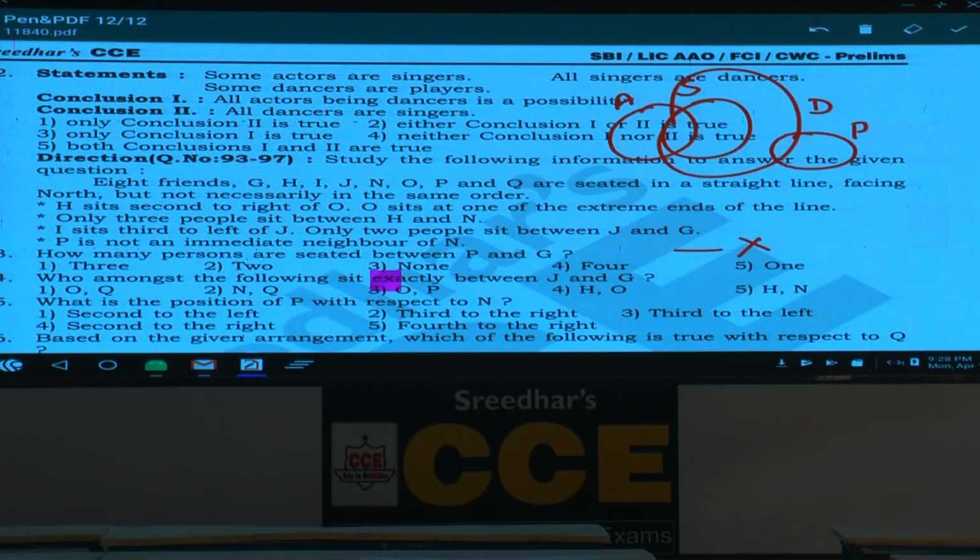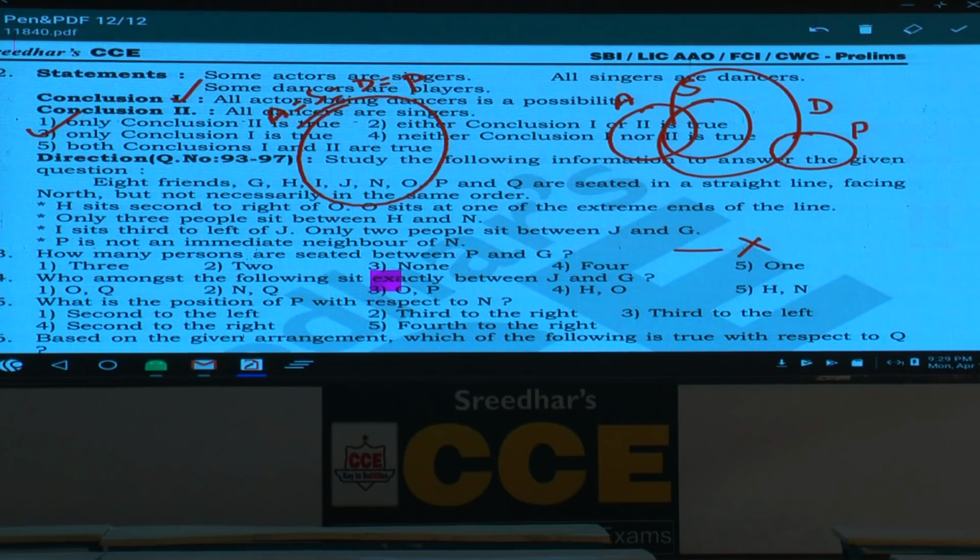As the first one is a possibility, and for possibility all the statements are affirmative, we can write it as a single diagram. That is, actor equals singer equals dancer equals player. Hence, all of these come under this category. Hence, all actors being dancers is a possibility. So what is your answer? Only one follows. Question 92, only one, choice 3.